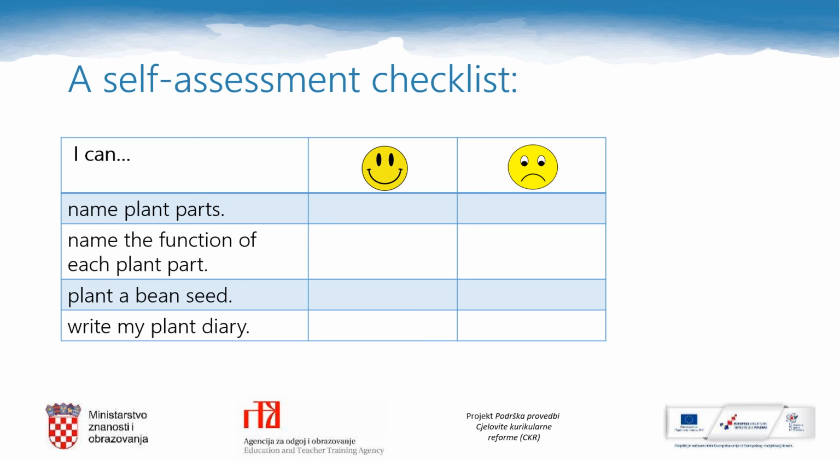And it's self-assessment time. You need to say what you can do and what you can't do. If you can name plant parts, name the function of each plant part, and if you can plant a bean seed and write your plant diary, then tick this happy face. And if you can't, then tick this sad face.